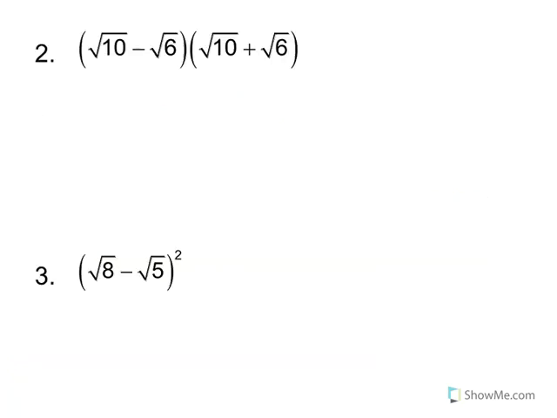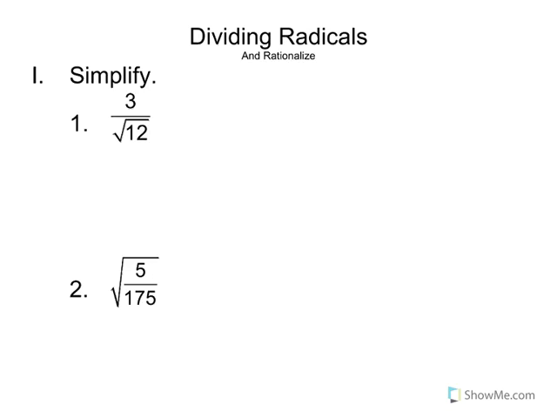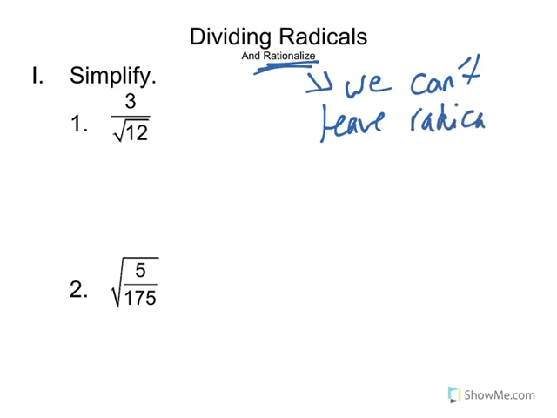Like I said, I'm going to go ahead and skip these next two, and we're going to move on to the last part, dividing radicals. The main part about this is that we need to rationalize. Rationalizing basically tells us that we can't leave any radicals in the denominator. It's just not considered something that we like in math. We can have them in the numerator all we want, but the denominator, they're just a no-go.